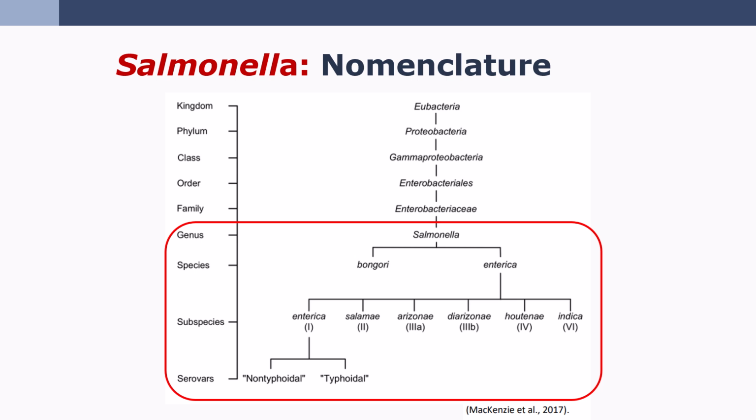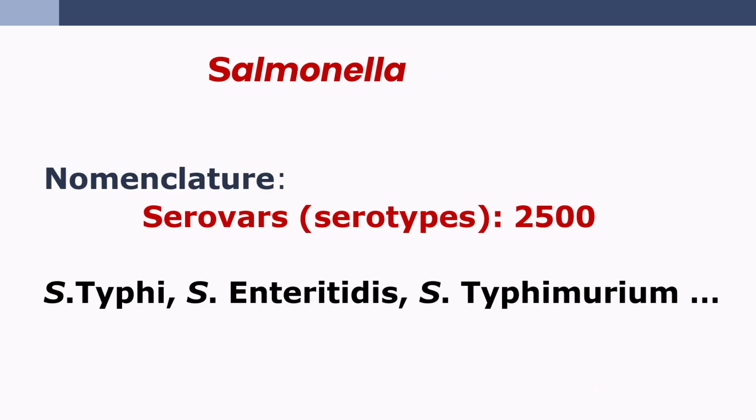Salmonella belongs to a single genus, Salmonella, containing one dominant species, Enterica, which is itself divided into subspecies. Almost all strains responsible for human infections belong to a subspecies also called Enterica. Salmonella bacteria have a specific nomenclature with more than 2,500 serovars, including Salmonella typhi, Salmonella enteritidis, and Salmonella typhimurium, which are responsible for various forms of infection.